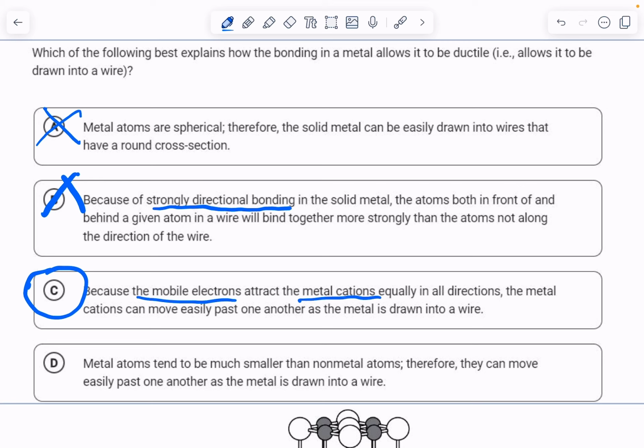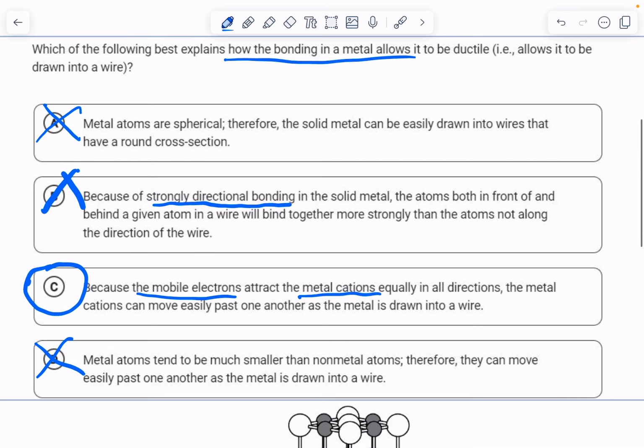And D: metal atoms tend to be much smaller than non-metal atoms, therefore they can move easily past one another as the metal is drawn into a wire. Okay, this isn't a true statement. Non-metals are actually smaller than metals. Most non-metals are. And so because of that, it's already a false statement. We're looking for the one that actually creates a true statement about metals and bonding, and C is the only one that's actually correct. So that would be our answer there.